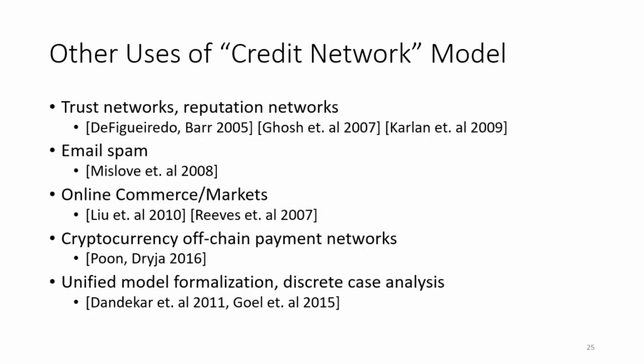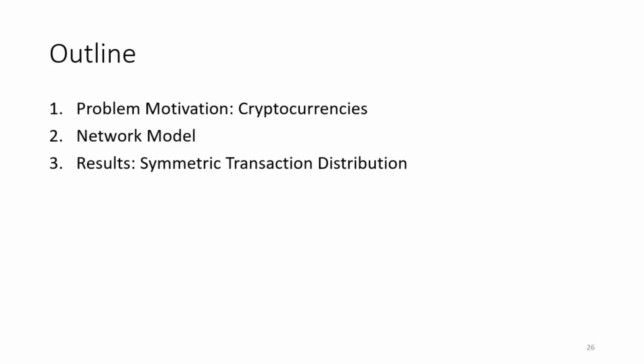Before I go on, I should mention that this kind of network model has been studied in the literature as what's called a credit network, and it has applications beyond cryptocurrencies, including trust networks or reputation networks. It was applied as a way of reducing email spam, and it comes up in certain online commerce. So all of our results about cryptocurrencies would apply to these other contexts as well. It was also studied in the case where every transaction has the same constant size. So that's the formal network model.